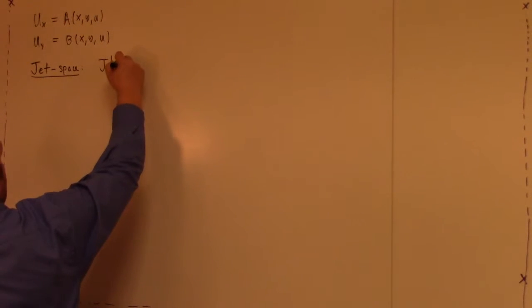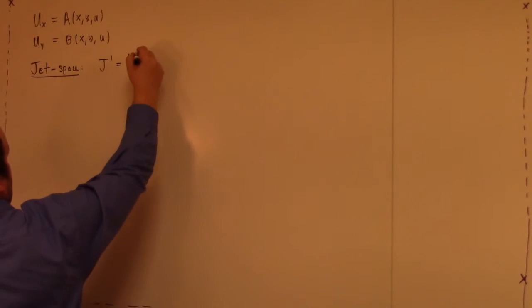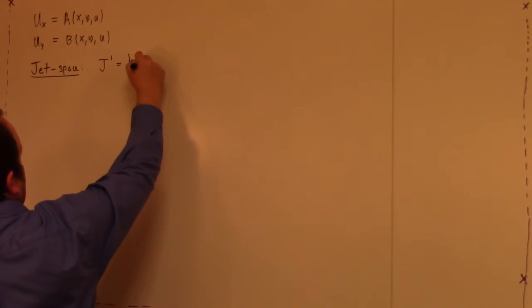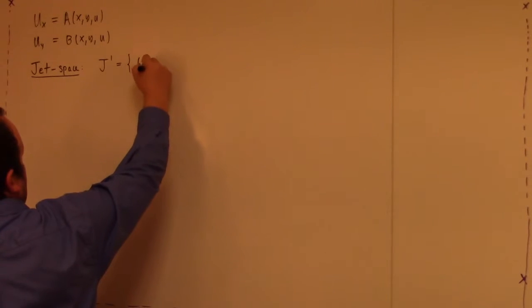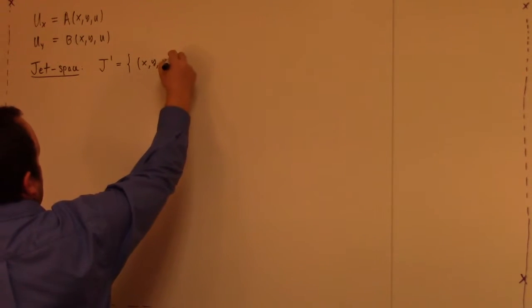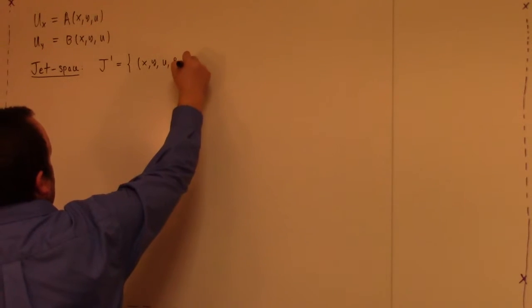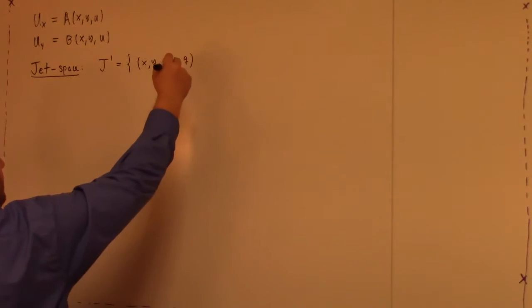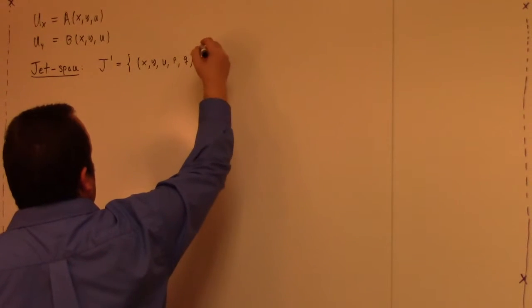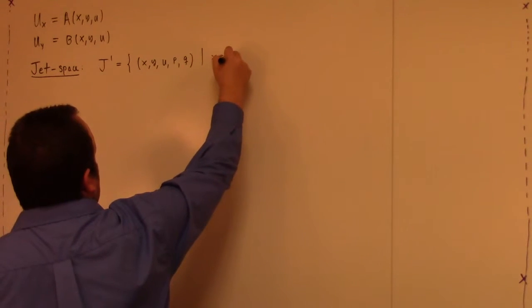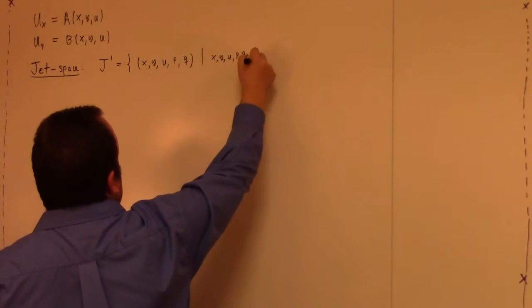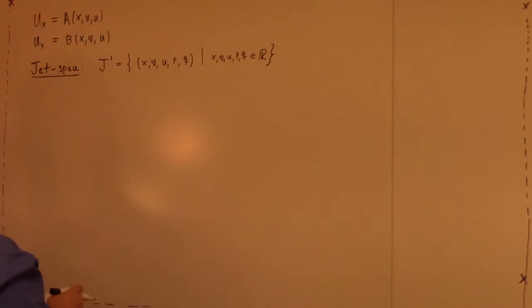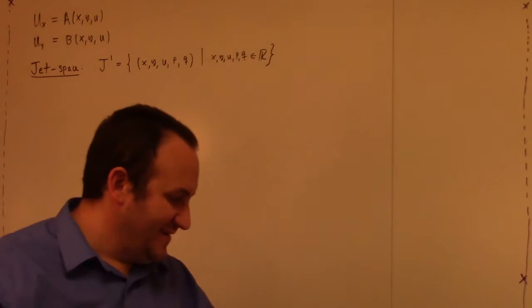I'll talk about it in more generality next time, but here a typical point in J1 looks something like this. It has points x, y, u, and then P and Q are our typical notation here, and these are just real numbers. So this is the first jet space built over maps from R2 to R. Now you're like, well, that's just R5. Well, that's true. It is just R5.